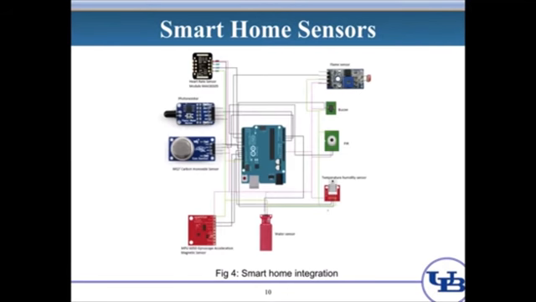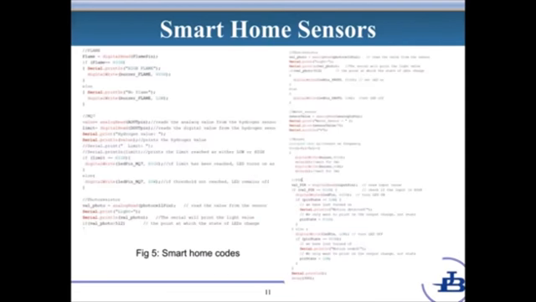Here is our actual hardware structure. You can see the actual form of every sensor. You can see the heart rate sensor, the photoresistor, the carbon monoxide sensor, the accelerometer, the water sensor, the temperature sensor, the PIR, the buzzer, and the flame sensor. You can go to the code.